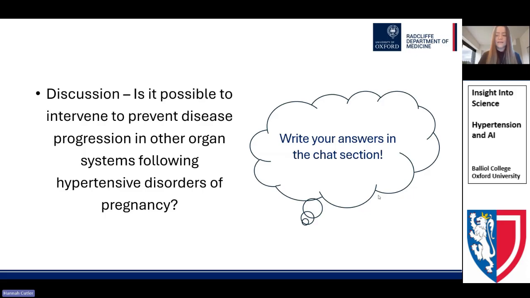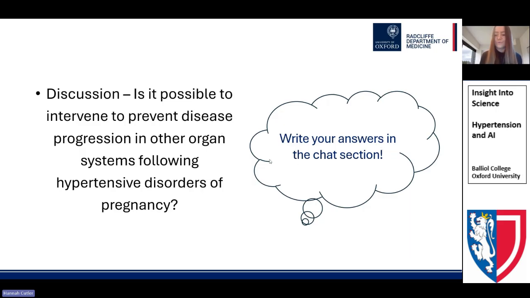Yeah, and also it depends on how easy the organ system is to heal. So it might be easy to change remodeling of the heart, but it might not be so easy in other organs. And yeah, again, it depends on the severity of the hypertensive disorder. Really good. And yeah, I think that's a really good point that Laura's made.